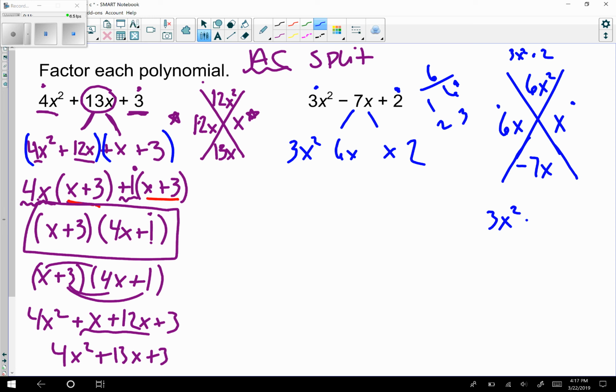3x squared plus x. Oh, wait a second. Both of these need to be negative. Because look at the sign here. That's got to be negative 7x. So both of those have to be negative.